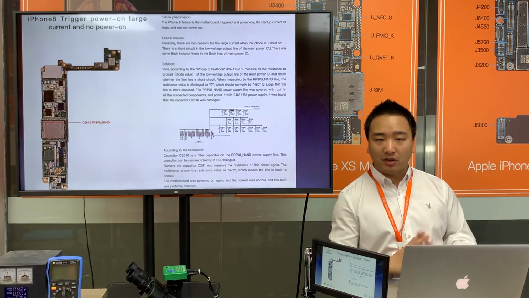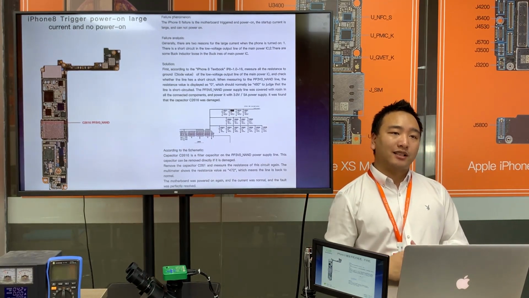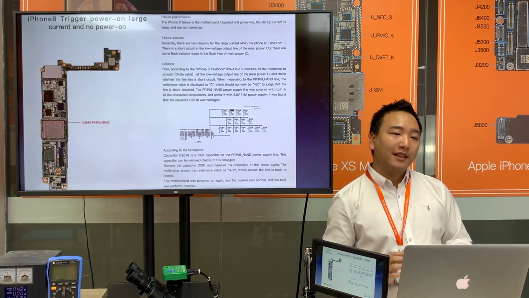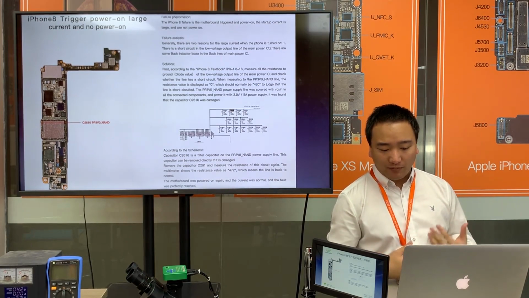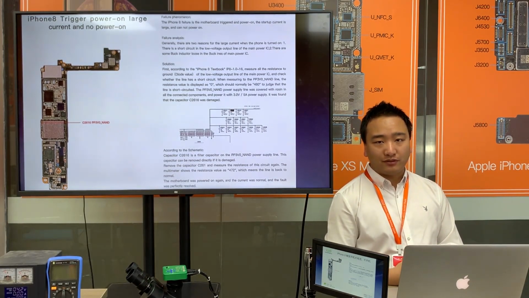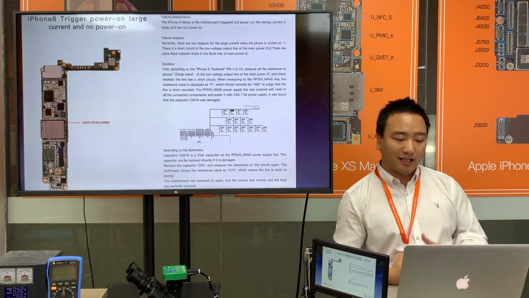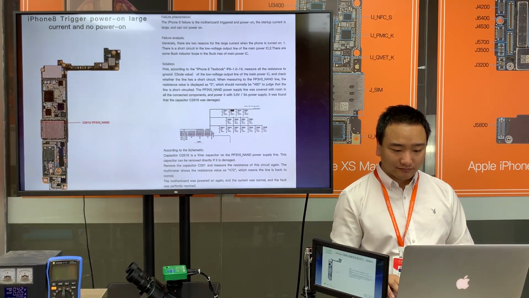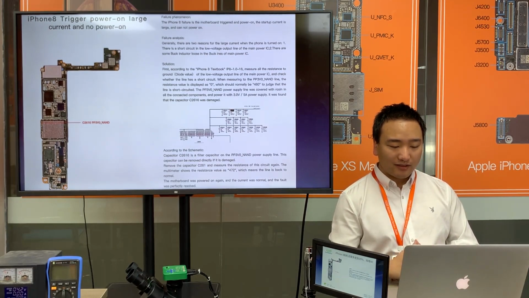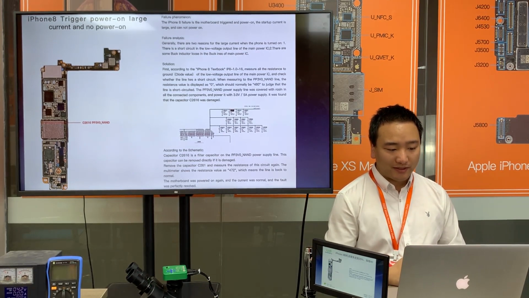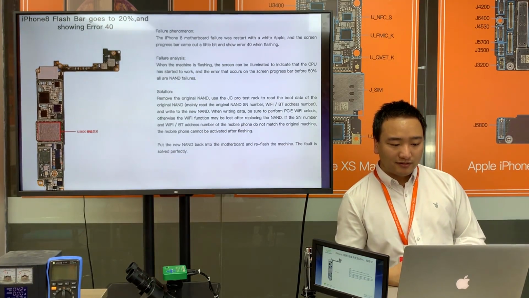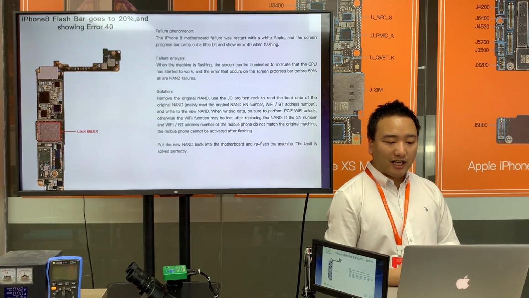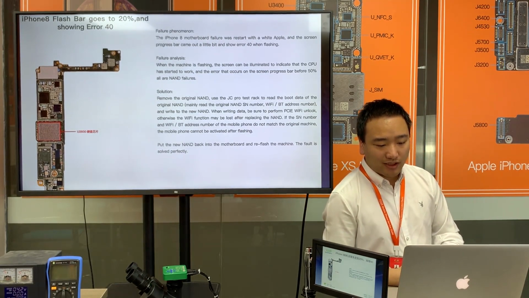Next case, this is an iPhone 8. When we refresh it, the bar goes to 20% and shows error 15. As we know, when the bar goes to 20%, it is writing some data into the NAND. Since it cannot write, it shows the error. It means that the NAND has some problem, so we just need to change to a new NAND, and the phone can power on.